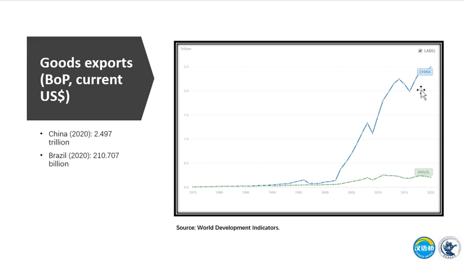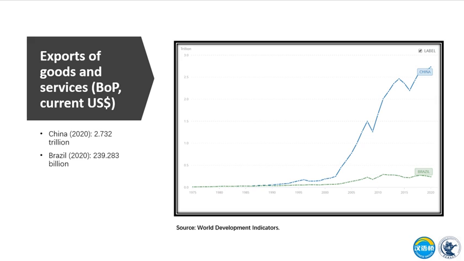Nowadays China has become the largest exporter of manufactured goods. But for Brazil, the total export rate is very stable. So you can see the big difference between China and Brazil. This is exports of goods and services. When we add the services together, you can see the same trend. Okay, so there's no big difference between these two countries.